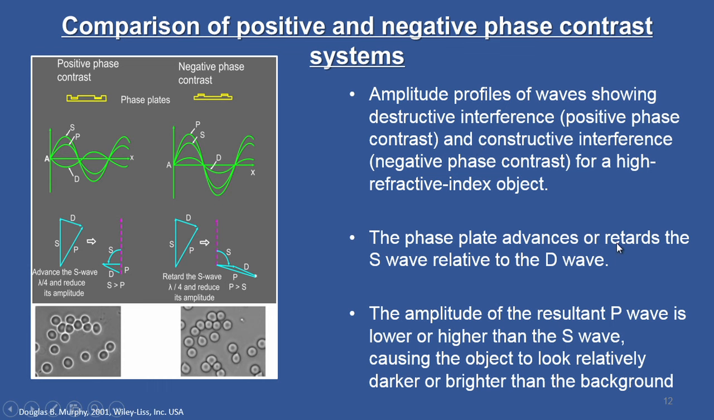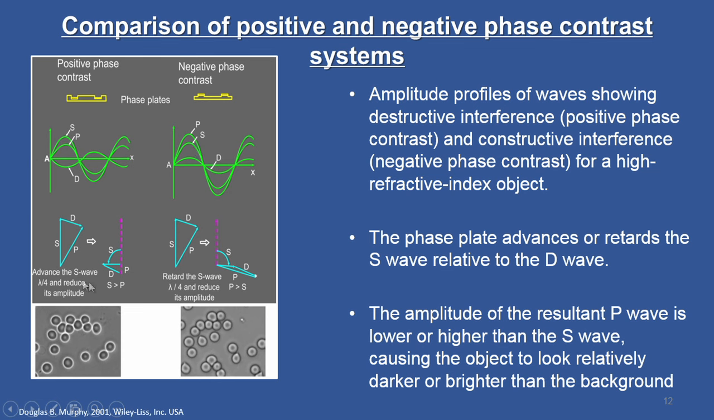The phase plate advances or retards the S wave relative to the D wave. The amplitude of the resultant P wave is lower or higher than the S wave, causing the object to look relatively darker or brighter than the background. So you can see this in this ray wave diagram. In the positive phase contrast, the S wave is being advanced, and in the negative phase contrast, the S wave is retarded.